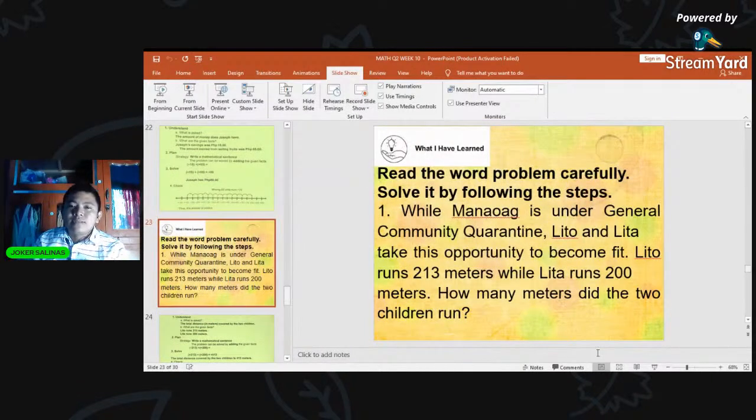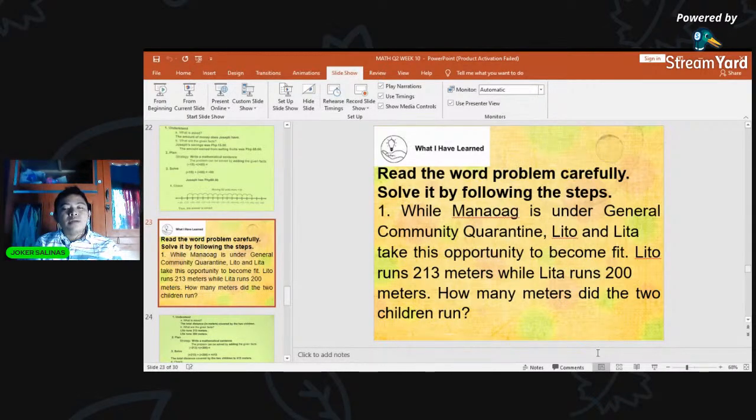Next, what I have learned. Read the word problem carefully. Solve it by following the steps. I will give you 2 minutes to answer the given problem. While Manawag is under general community quarantine, Lito and Lita take this opportunity to become fit. Lito runs 213 meters while Lita runs 200 meters. How many meters did the two children run? I'm going to repeat. You still have 1 minute to solve this problem.